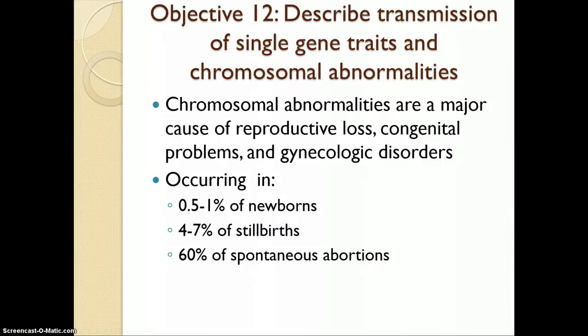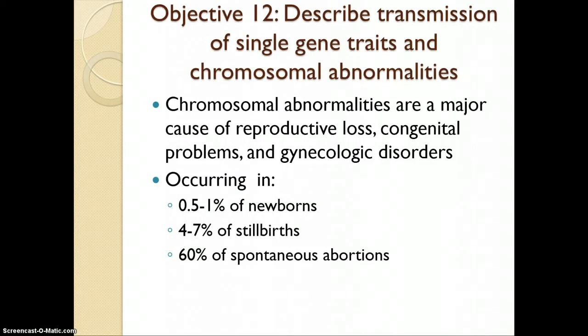Objective 12 says, describe transmission of single gene traits and chromosomal abnormalities. This is located in Chapter 8 in your current textbook. Chromosomal abnormalities are a major cause of reproductive loss, congenital problems, and gynecologic disorders.